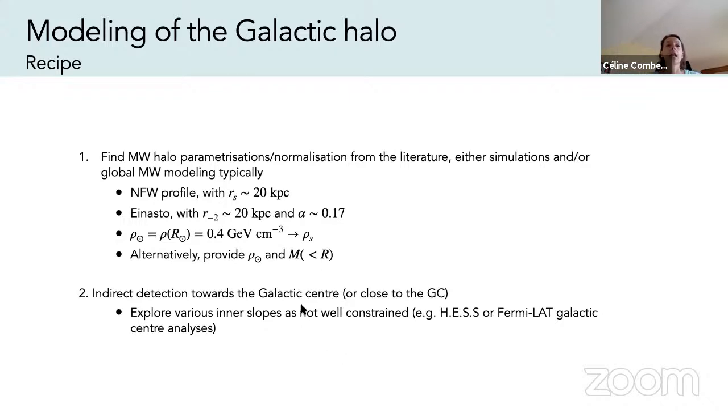But if you look at the analyses that were done either in HESS or Fermi-LAT, for example, for the galactic center, because the inner slope is not something that is really well constrained, generally you also want to play a bit with the gamma, your inner slope, to try to cover the possible range of values.